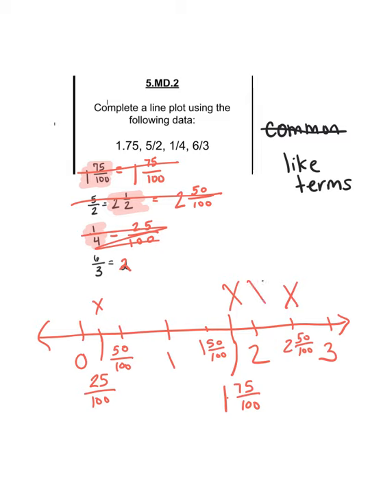And 2. Okay. And then the last thing I would do is write the data in its original form, just so you remember that these are equivalent. So 1 75/100ths, I can write that in decimal form. That's that. 5 halves, that's the same as 2 50/100ths. I can write that here. Those are equivalent. 1/4, that's the same as 25 out of 100. I can write that here. And 6/3 goes with the 2. Okay, there we go. That's our line plot.